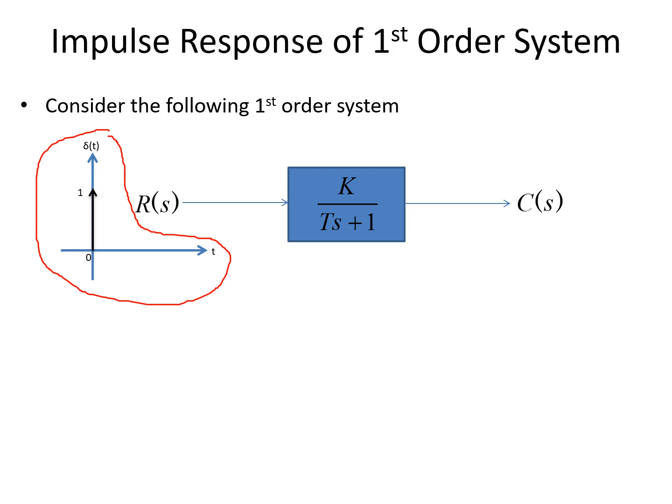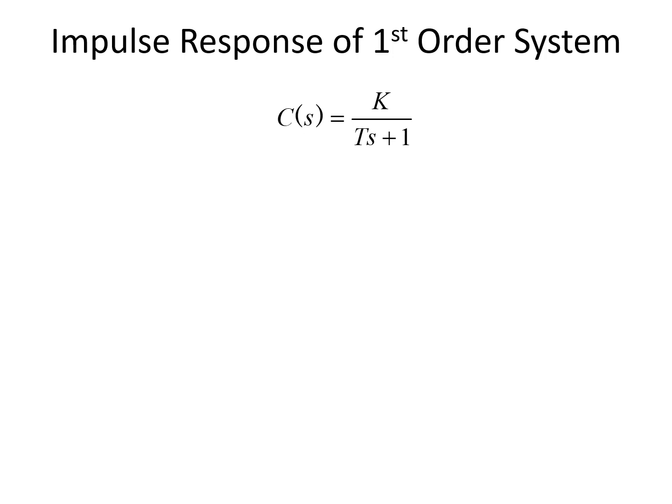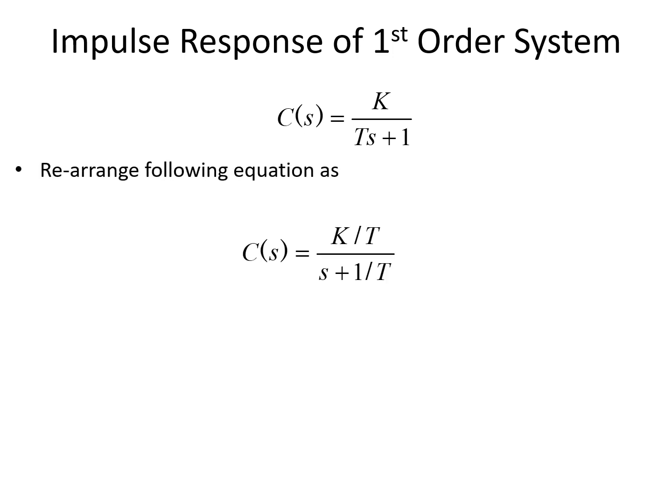K divided by Ts plus 1. Now R of S is taken as delta S, which is nothing but equal to 1. So C of S by R of S is nothing but equal to K divided by Ts plus 1 itself. Same response you are going to get. Okay, so C of S is taken as equal to what? K divided by Ts plus 1.